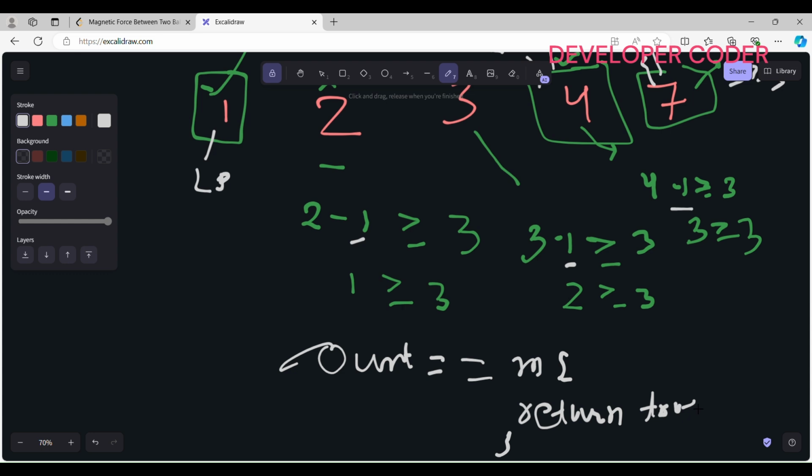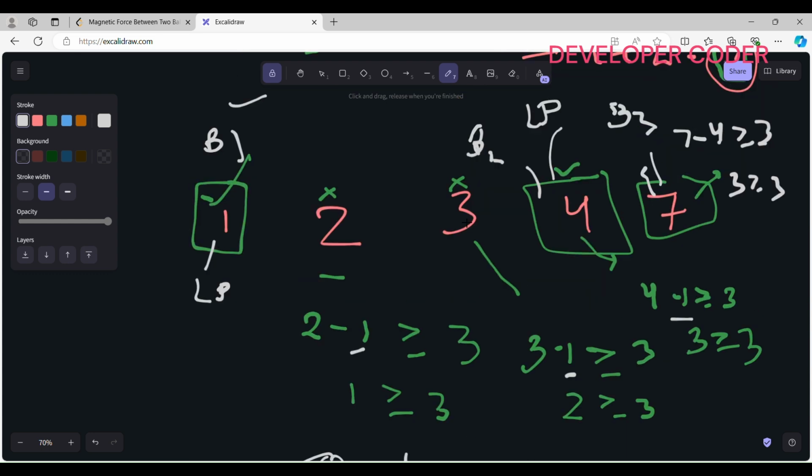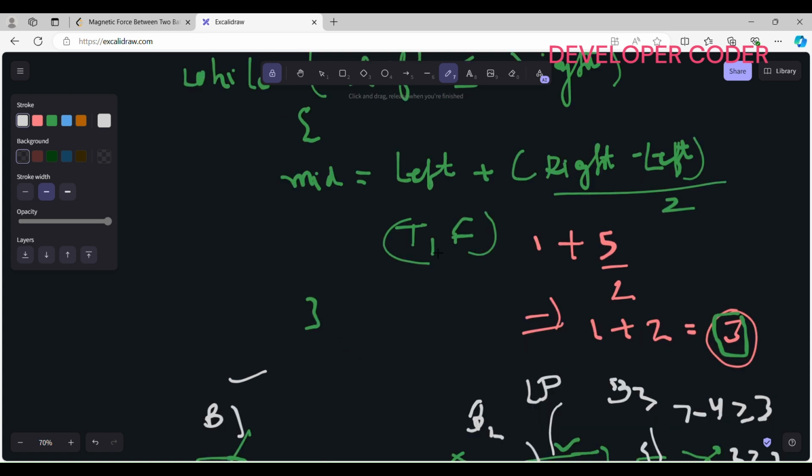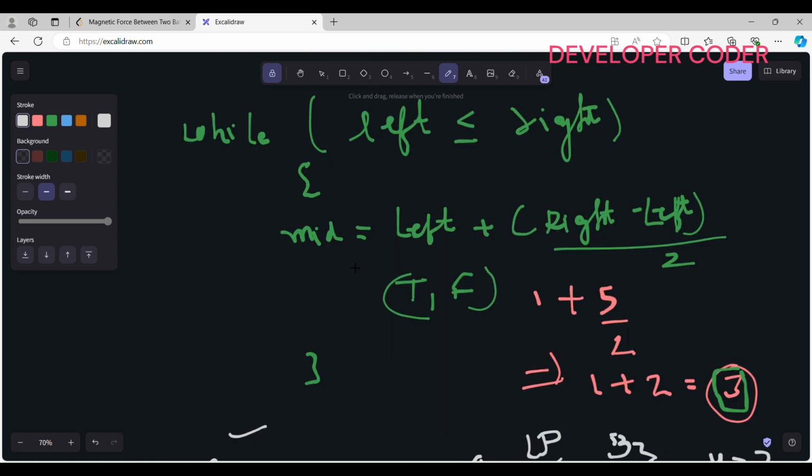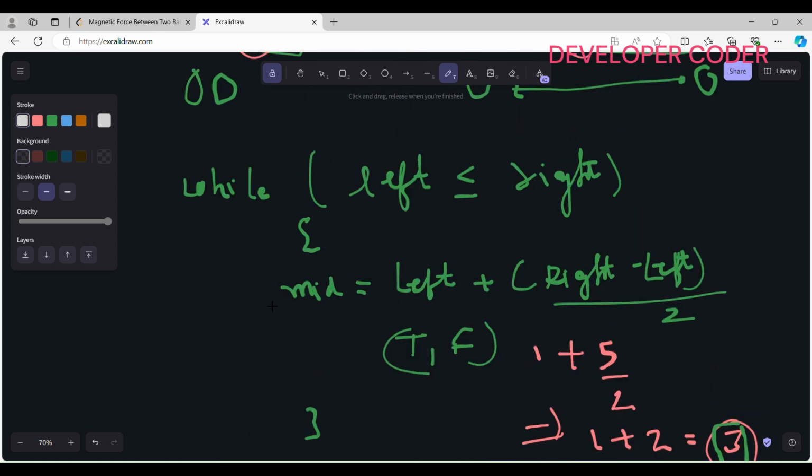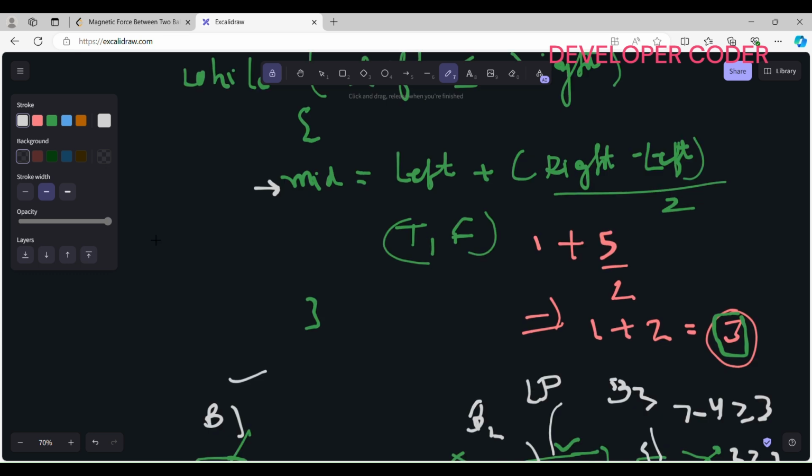I can place all the balls right now. So after this, I am running this while loop. Inside this while loop, this mid is going to be my minimum magnetic force. Then after that I have to call one method to check if I can place the balls. Right now I am returning true, which means I can place the balls.